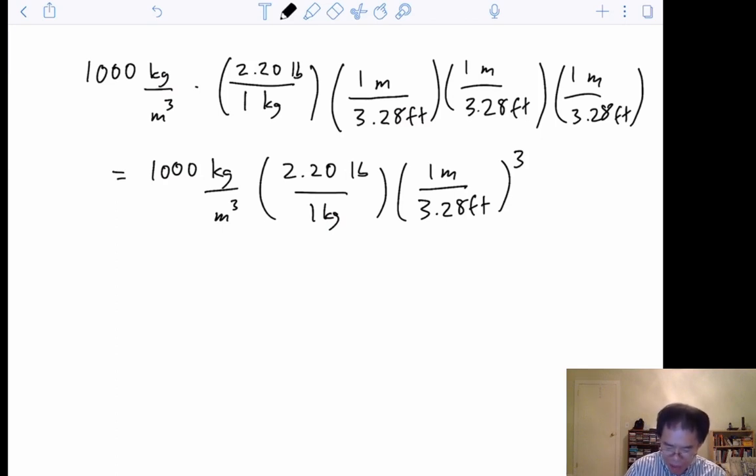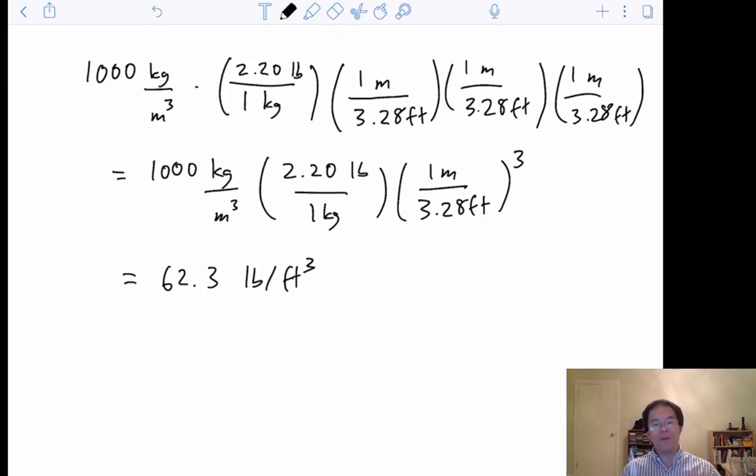Now, having written these factors out, I can plug this into a calculator, and as long as I remember that I need 1 over 3.28 cubed down here, the result I get is about 62.3 pounds per cubic foot.